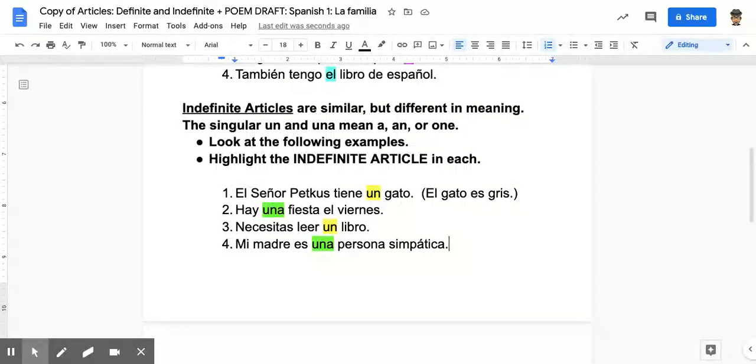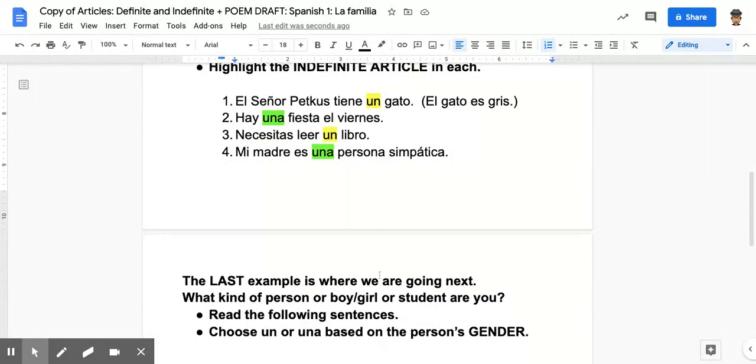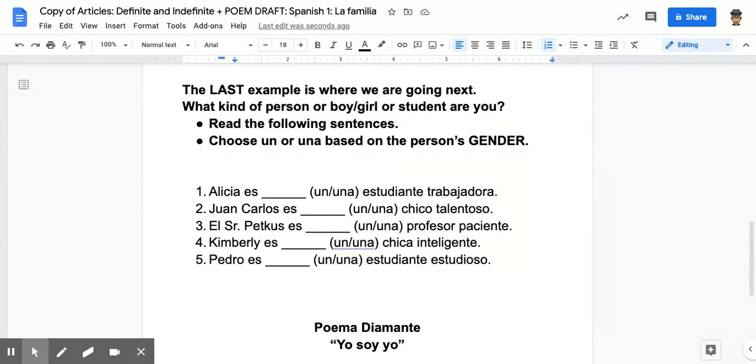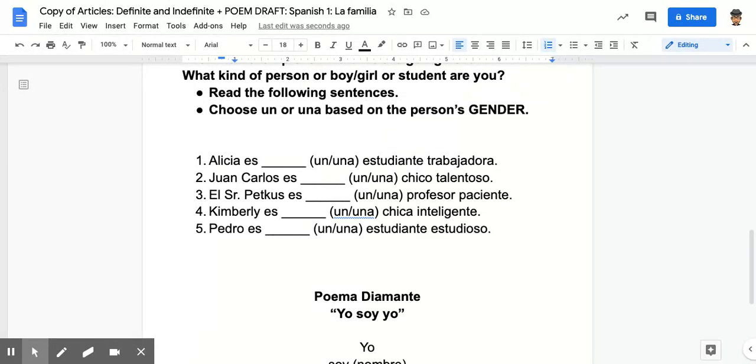If we continue on, we'll see the last example is where we are going next. What kind of person, or boy, girl, or student, are you? The instructions: read the following sentences. Choose un or una based on the person's gender. All right, so we have Alicia, Juan Carlos, el señor Petrus, Kimberly, y Pedro.